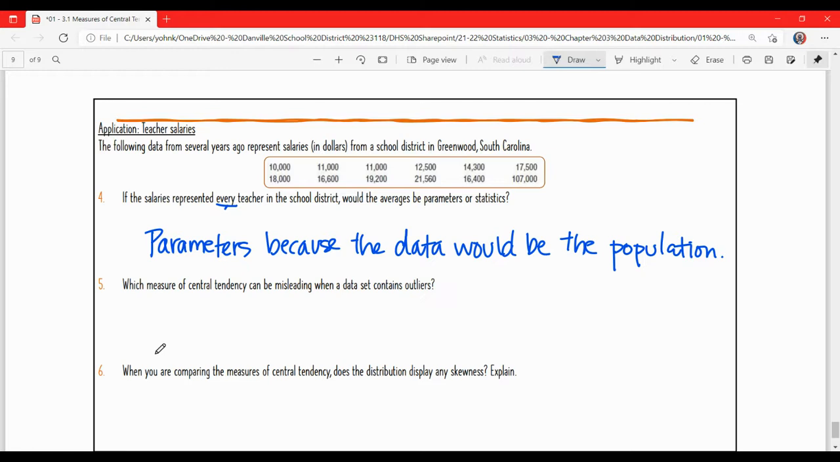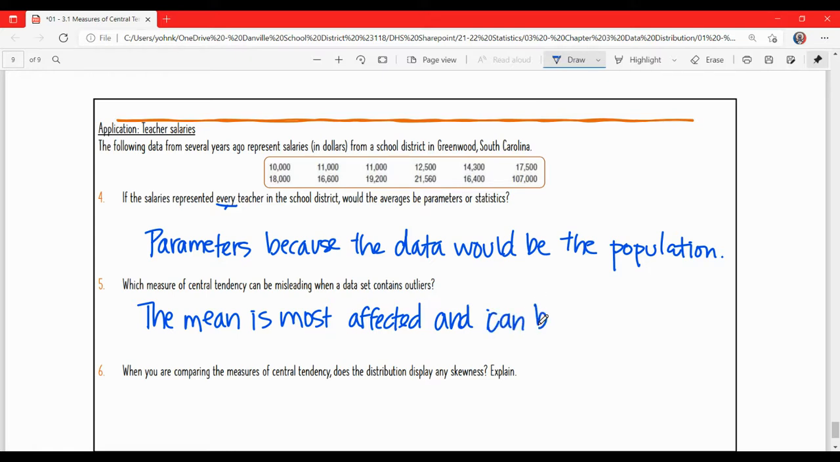Which measure of central tendency can be misleading when a data set contains outliers? As we saw in the previous slide, the mean is most affected and can be misleading.